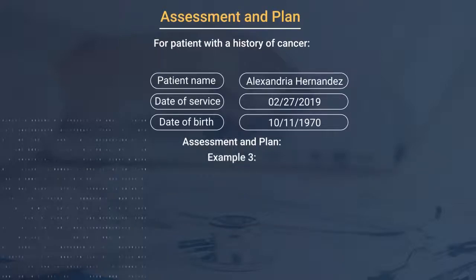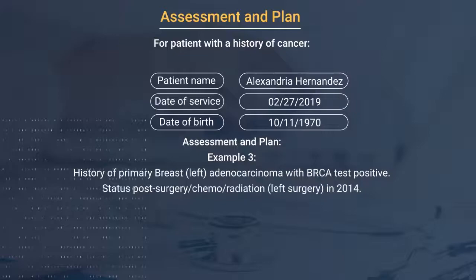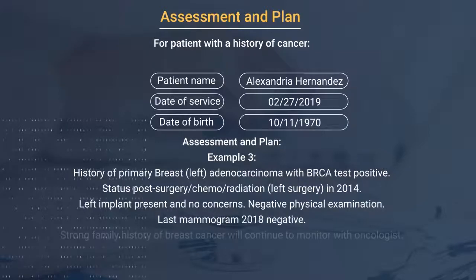Example 3. History of primary breast, left, adenocarcinoma with BRCA test positive. Status post-surgery/chemo/radiation, left surgery, in 2014. Left implant present and no concerns. Negative physical examination. Last mammogram 2018 negative. Strong family history of breast cancer will continue to monitor with oncologist.